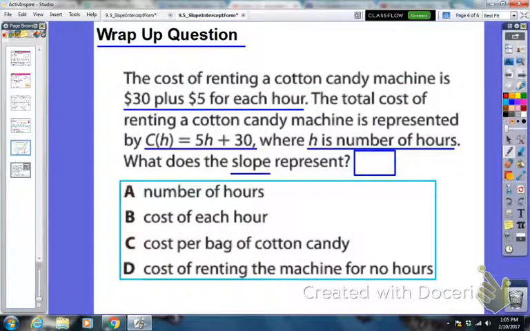And the last wrap-up question, the cost of renting a cotton candy machine is $30 plus $5 for each hour. The total cost of running the machine is represented by C of H equals 5H plus 30, where H is the number of hours. What does the slope represent? So the slope is going to be this 5 number, the number in front of the variable. And it talks about in the problem that it's $5 for each hour. So that is letter B.